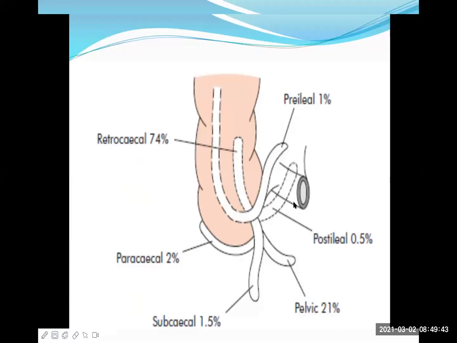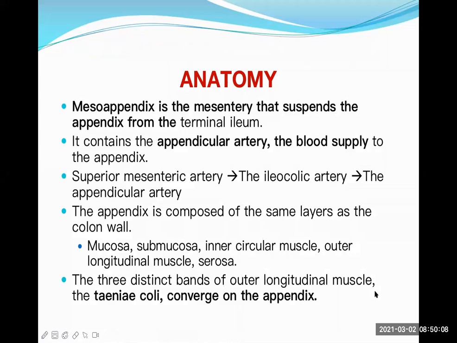Let's move on. Another picture is also showing the same thing. See that the retrocecal appendix is the commonest one according to the position. This percentage may differ if you follow a different textbook, but just remember which is the most common one. Retrocecal, followed by pelvic appendix. See this, almost 21% pelvic, 74% retrocecal.